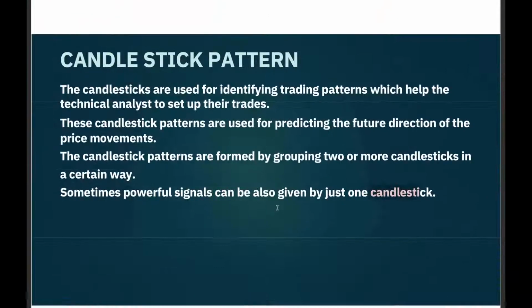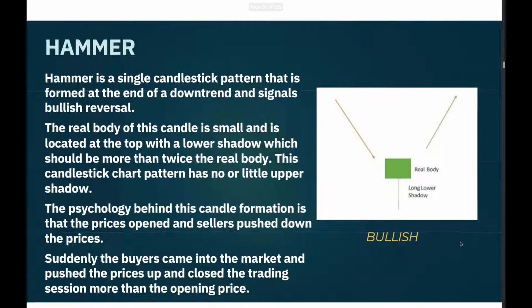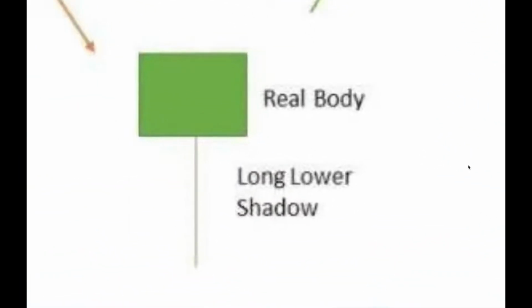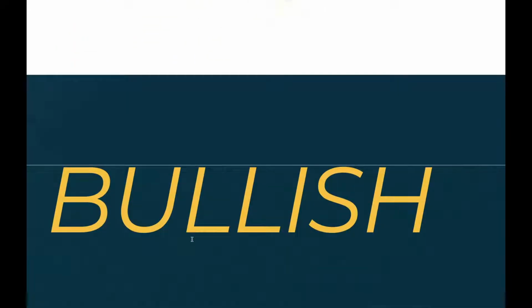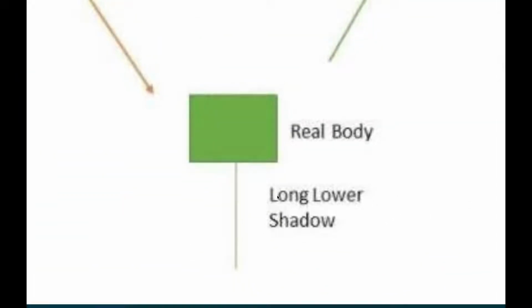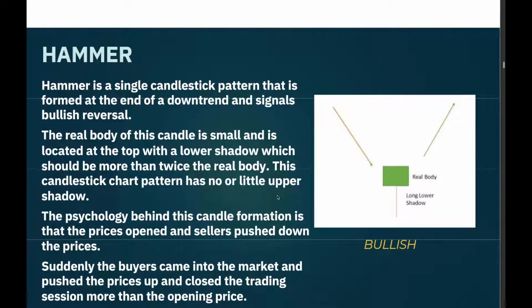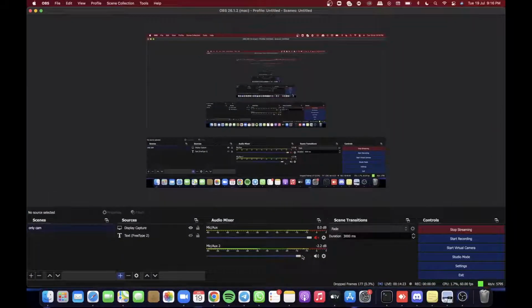Chalo, let's see what the actual candlestick patterns are. So this is the hammer. Whenever this is formed, it will predict a bullish move. What is a bullish move? An upside move. So whenever this hammer is formed, it will predict an upside move. Okay. Now I'll show you the demo. Just give me 1 second.